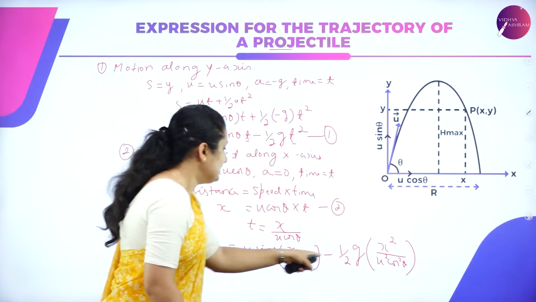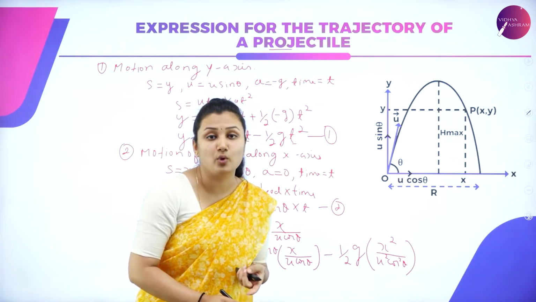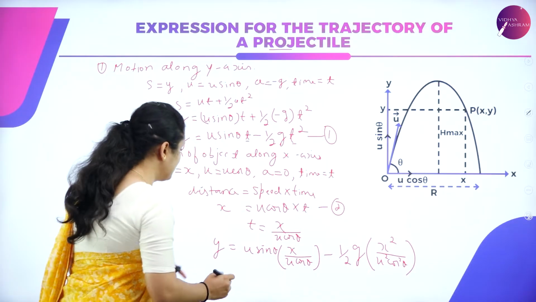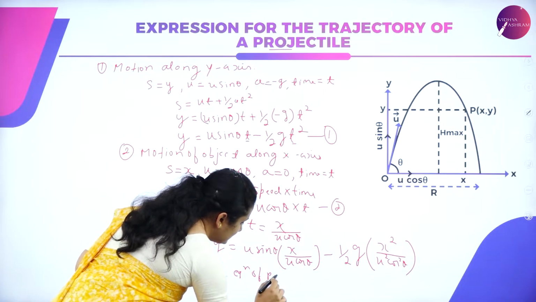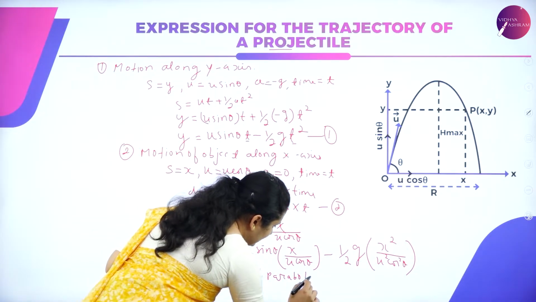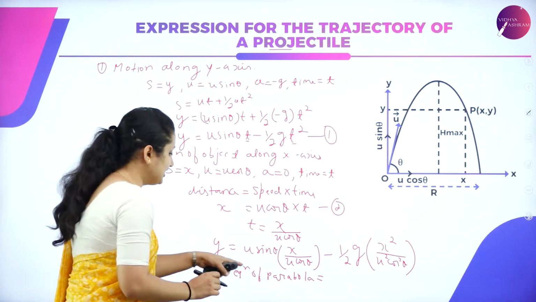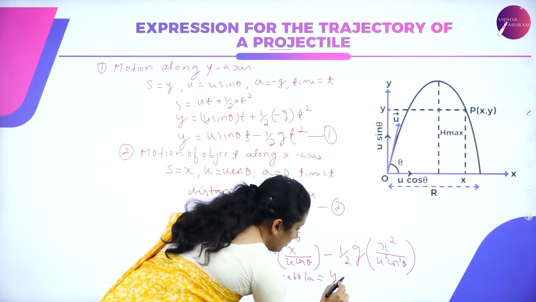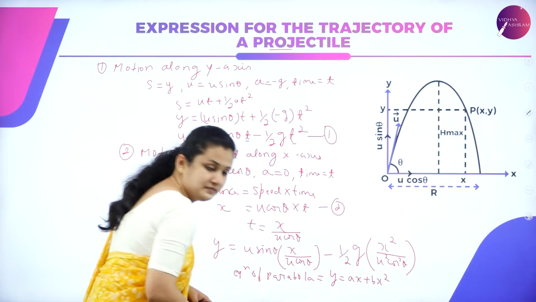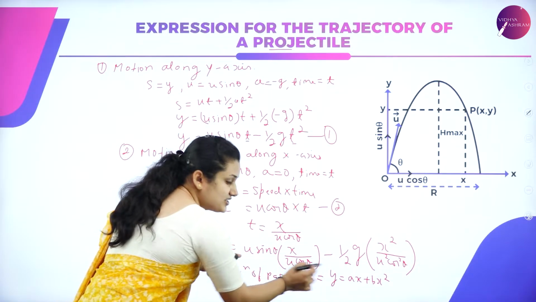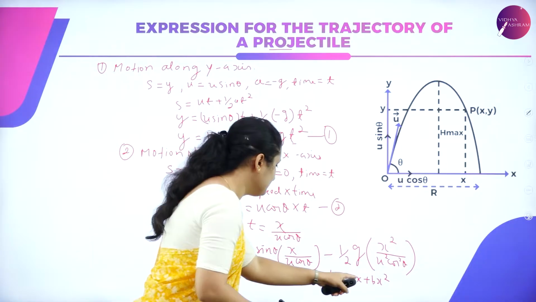Now you can see this equation is similar to the equation of parabola. What is the equation of parabola? From mathematics, you learn this in your higher classes, that the equation of parabola is nothing but y is equal to ax plus bx square. Isn't this similar to this equation? You can see ax plus bx square.